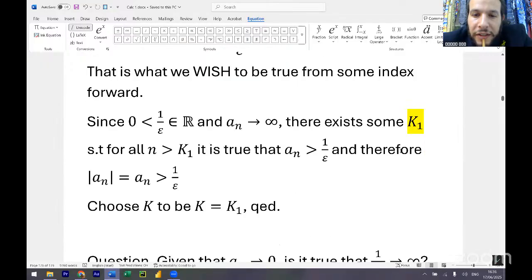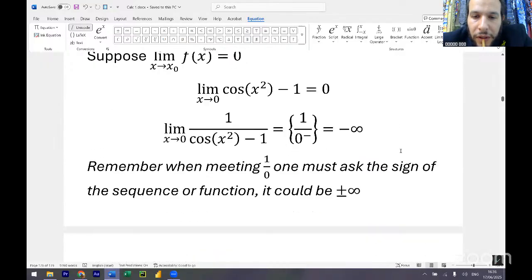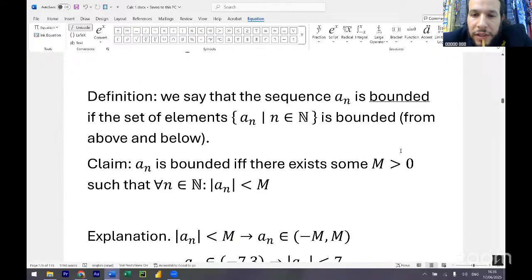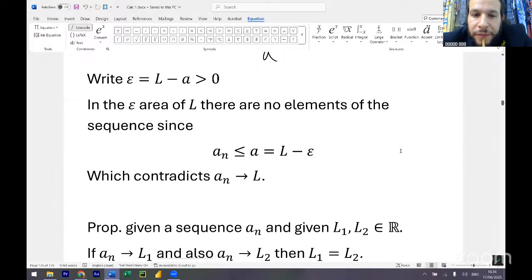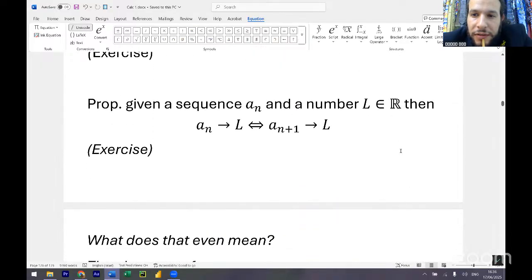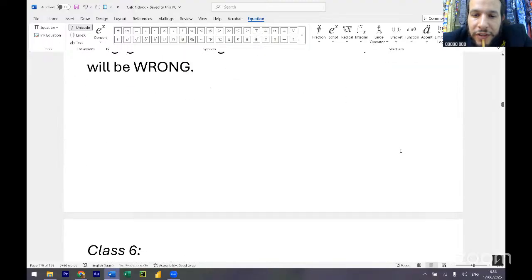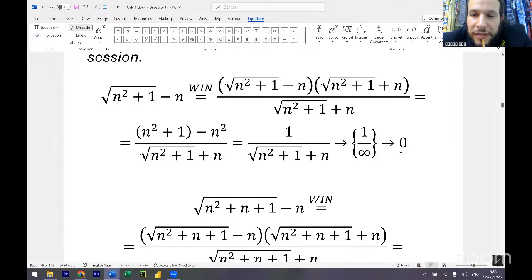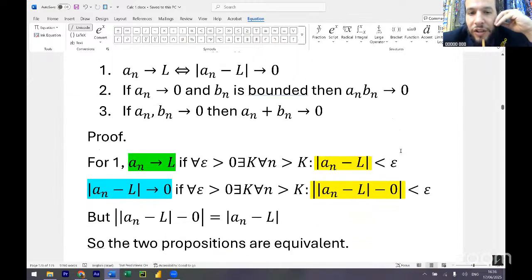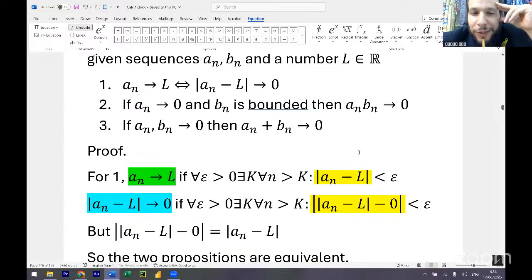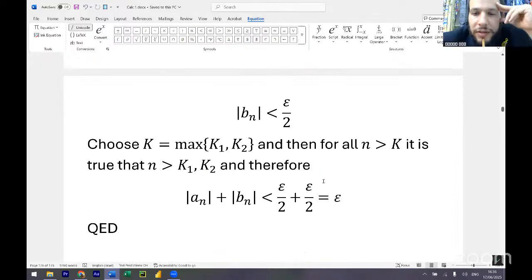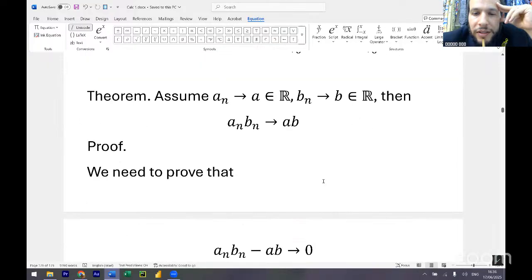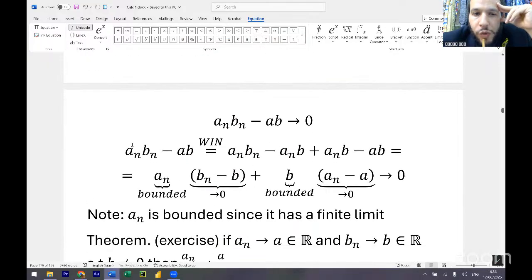Let me find the arithmetics theorems. That's the 0, 1, still not that. That's the bounded one. That's the exercises, whatever. Class 6. I think it's gonna be here. By the way, that's the one I just showed you, Sami. And that's the product.